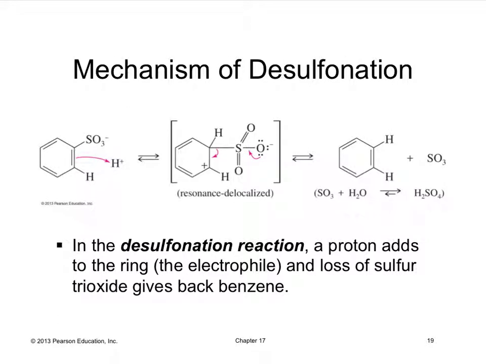The mechanism for desulfonation is as such: your electrons now go to the protons from the acid, regenerating your resonance delocalized complex. And now again there are going to be three possibilities, only one of which is shown here. Then your electrons from your oxygen go to the sulfur, reforming your benzene and generating sulfuric acid.